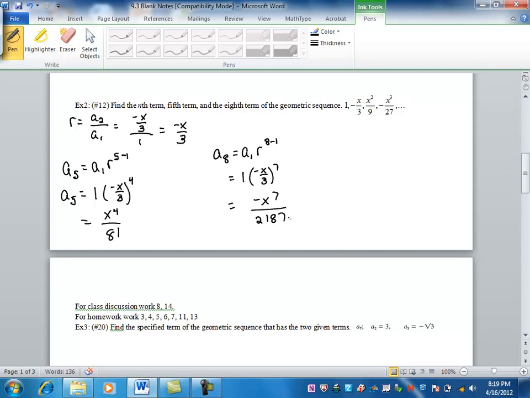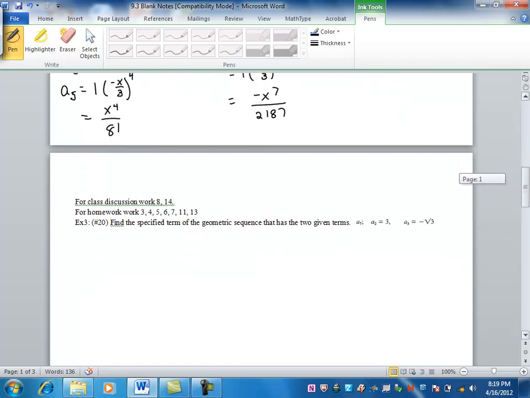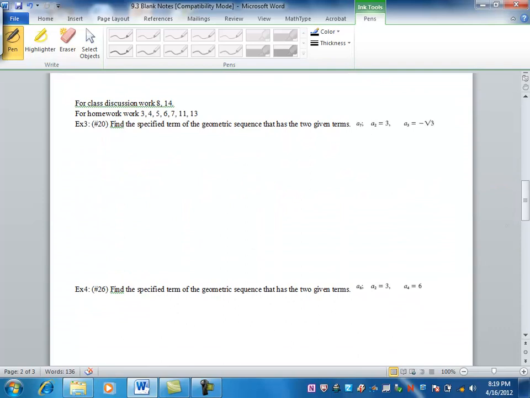Continuing to use the results that we have just worked with. If we look here at this third example, find the specified term of the geometric sequence that has the two given terms. Notice we're given a sub 2 and a sub 3. So for our ratio, I can look at a sub 3 divided by a sub 2. I'm looking at negative root 3 over 3 for my ratio. And I need to find the seventh term.